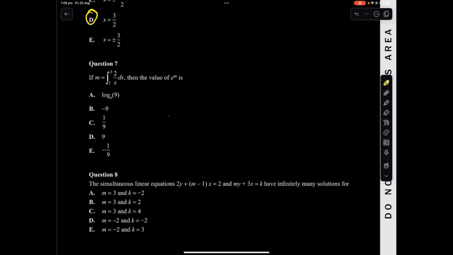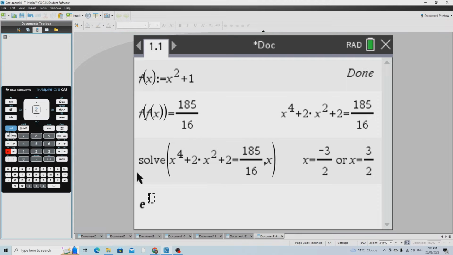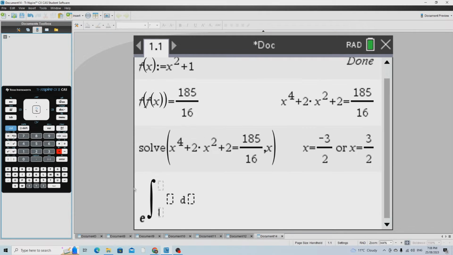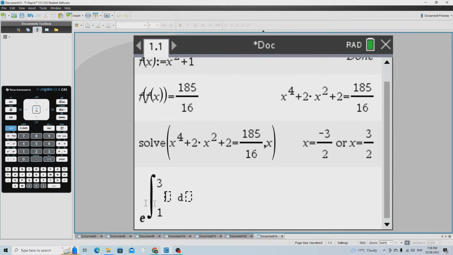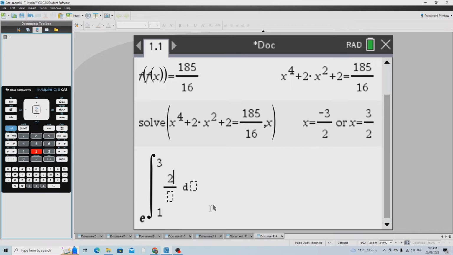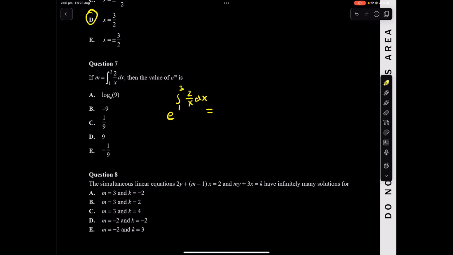Okay, very easy. So if we know that we want to find m, and we know m is that, it's just putting this expression in your calculator. So that will equal what? So just what's e, and we're saying 1 to 3. So 1 to 3 of 2 to the x, so 2^x dx. 9. So D is your answer for that one.